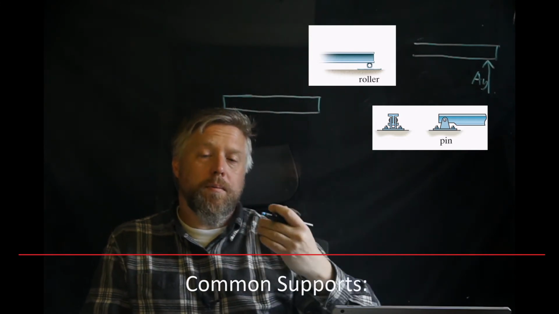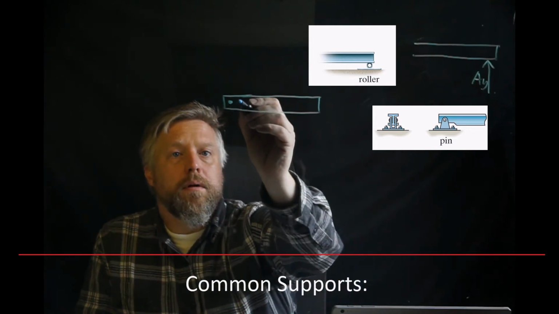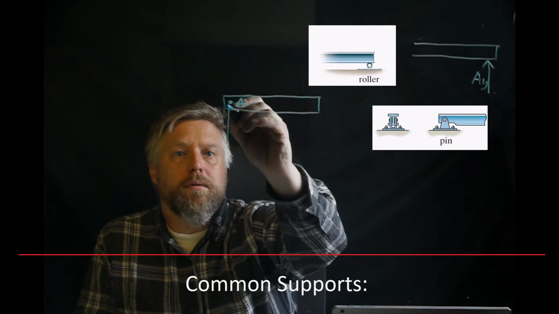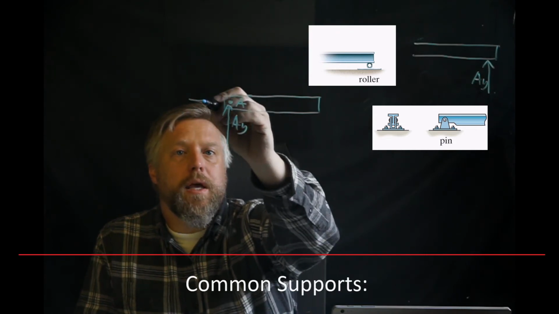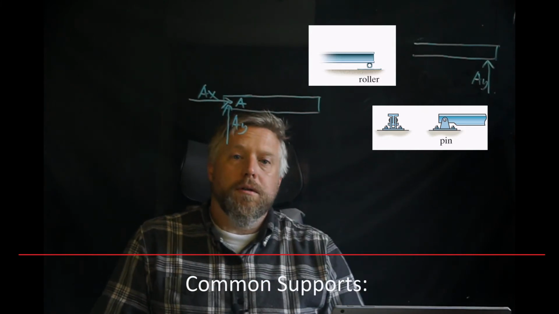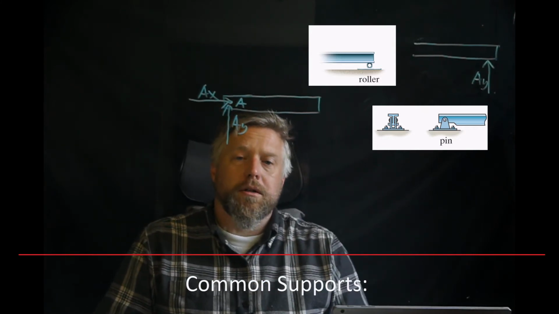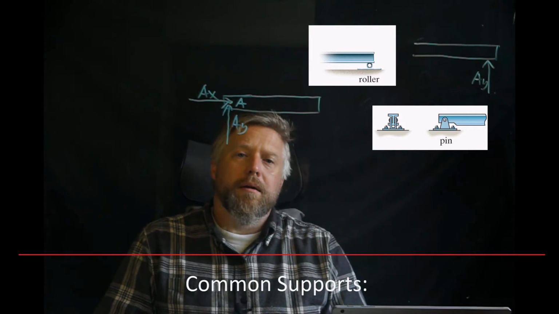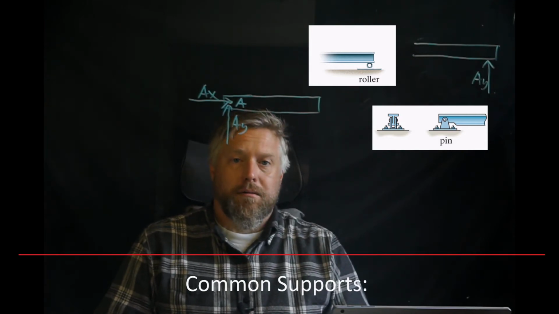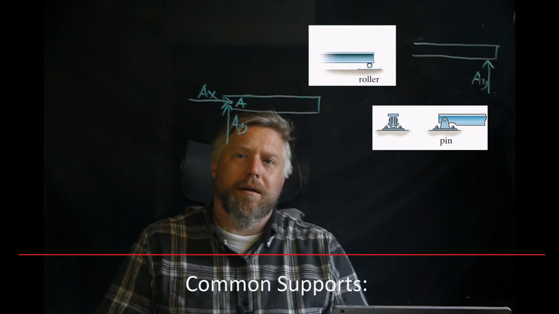We're going to remove the pin support, and we're going to replace it with a force in the y, which we'll call AY, and a force in the x, which we'll call AX. Two forces because it restricts motion in two directions. Now, when you think about it, you're going to end up with a single support reaction. We just don't know what angle it's at.